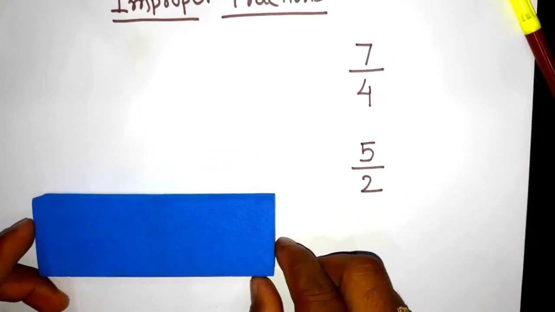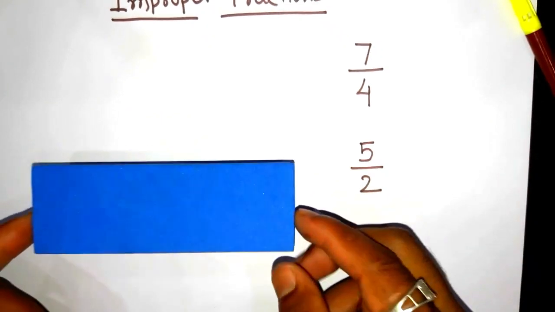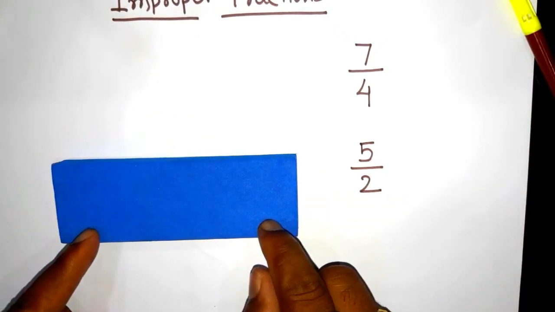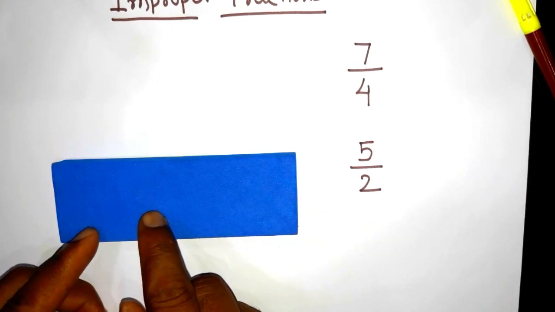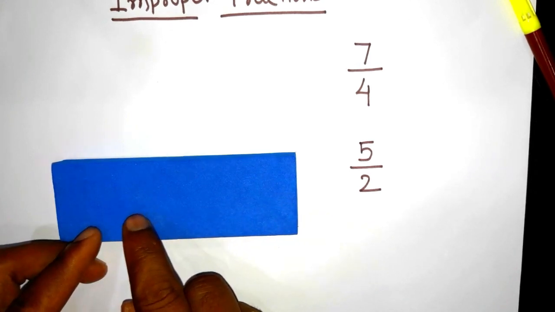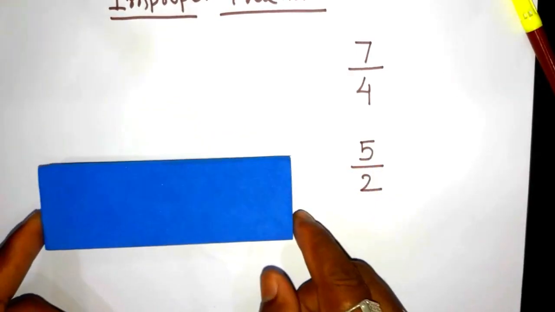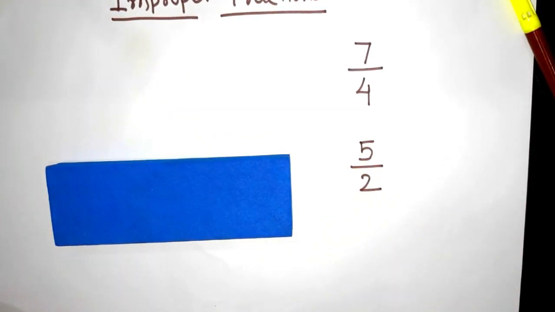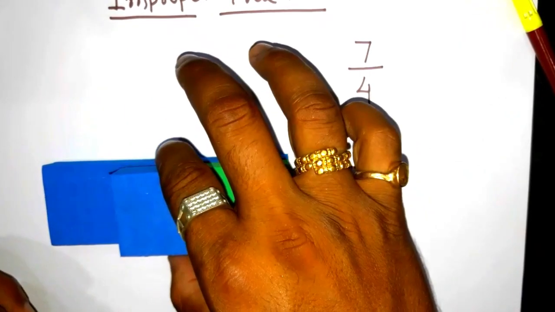Now friends, I have another rectangular sheet. You can observe this. This sheet has not been broken down and not been divided into any equal parts. So this can be considered as one whole. Now let's divide this rectangular sheet into 3 equal parts with the help of this square.